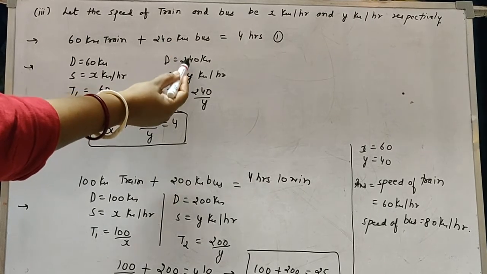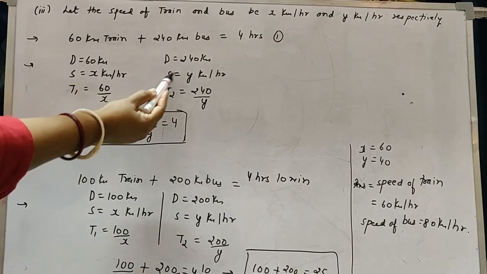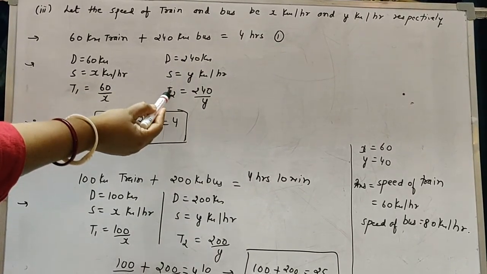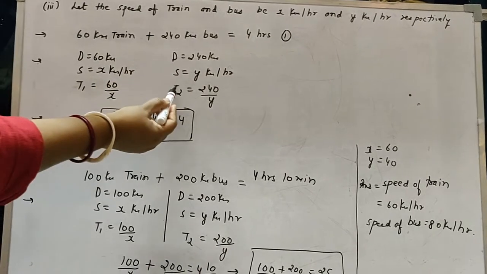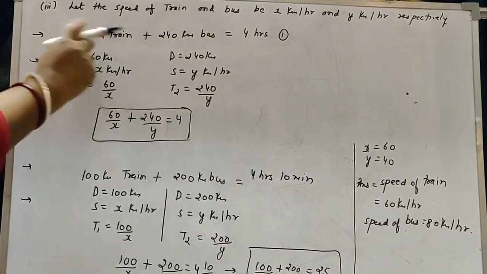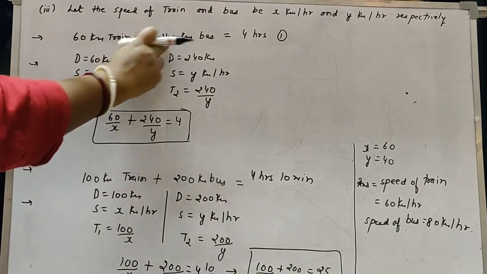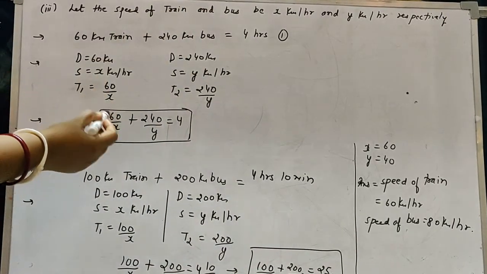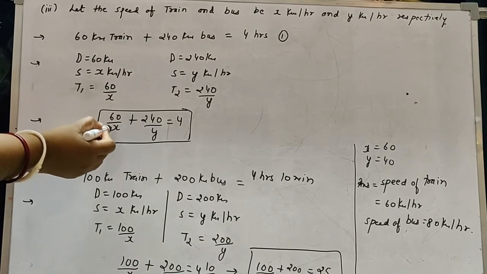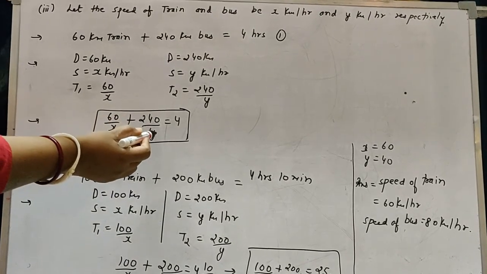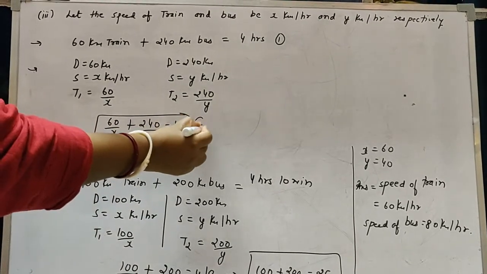Similarly, take the bus case. How much is the distance by bus? 240 km. Your speed is y. So how much time will it take? Because you know speed equals distance upon time, the time will be 240 upon y. So this time plus this time, that is T1 plus T2, equals 4 hours. Okay, so your first equation will be 60 upon x plus 240 upon y equals 4. This is your first equation.